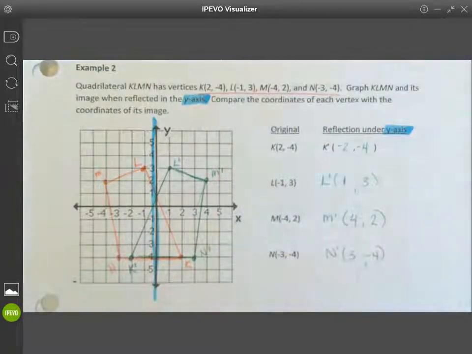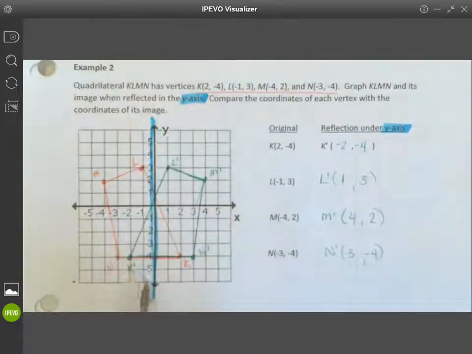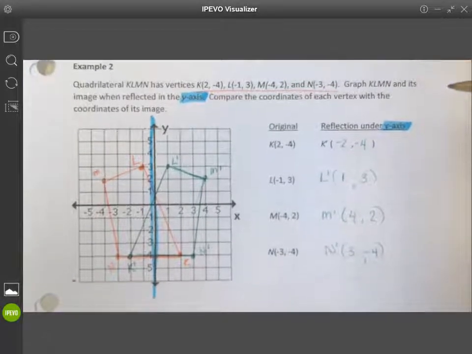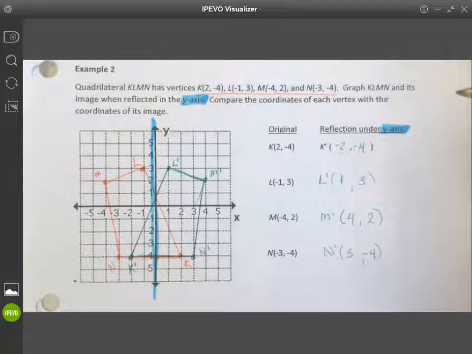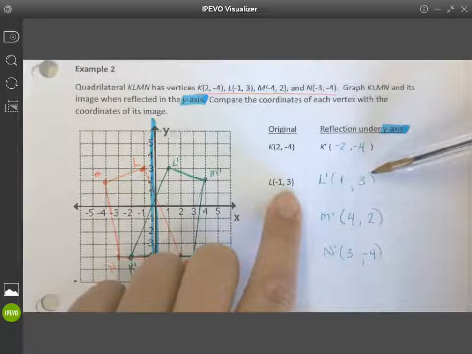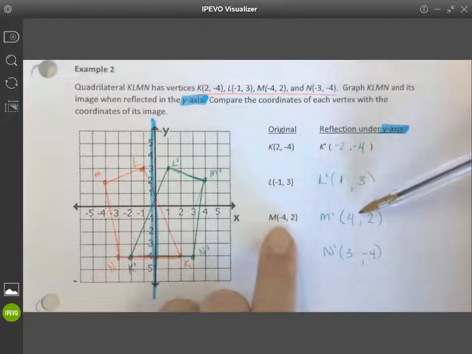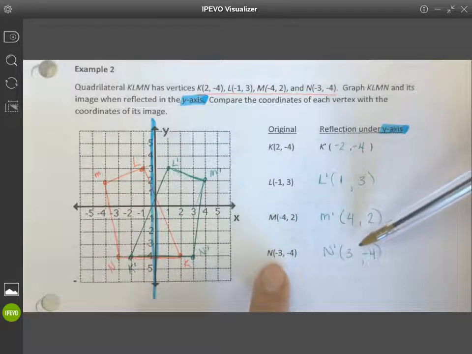Now, just take a pause before we move on. I can see the reflection visually, but what I want you to look at is how did these ordered pairs change? So K went from 2, -4 to -2, -4. What changed? So the X value changed, agreed? Is this even in focus? Is that better? Okay. If you look at this one, the Y value is still 3, but what happened to the X value? It went from negative to positive. Do you agree? Look at the next one. -4 is now +4. -3 is now +3.